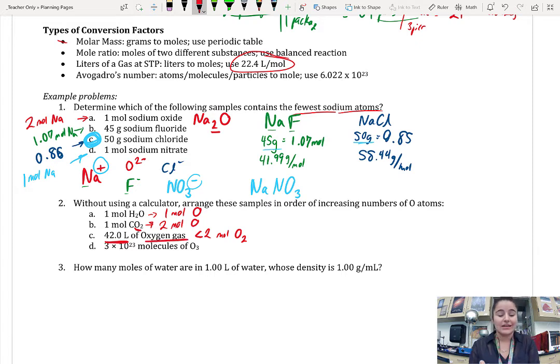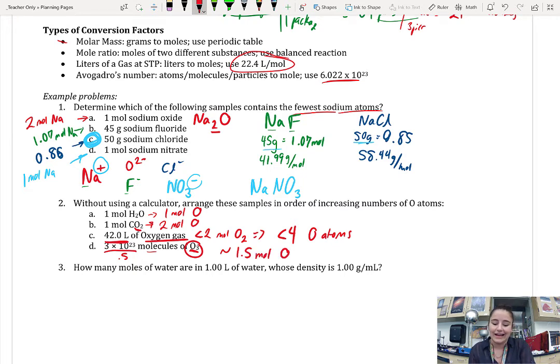Okay, oxygen gas is O2. So if that is slightly less than 2 moles of O2, that's going to be slightly less than 4 moles of oxygen atoms. Okay? Now, if I have 4.23 times 10 to the 23rd molecules of O3, okay, well, we know Avogadro's number is 6 times 10 to the 23rd. So this is about half a mole of O3, but then we have 3 moles of oxygen for each of that. So this is approximately 1.5 moles of oxygen atoms.